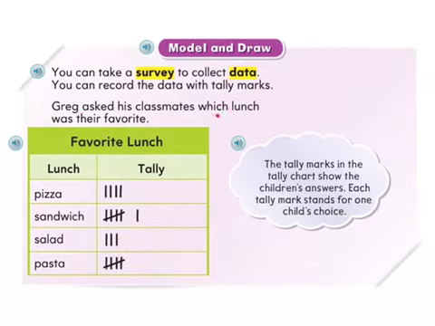Greg asked his classmates which lunch was their favorite, and they had to choose between pizza, sandwich, salad, or pasta. The tally marks in the tally chart show the children's answers. Each tally mark stands for one child's choice. So if we look at this tally chart, we see 4 kids chose pizza, 6 kids chose sandwich, 3 kids chose salad, and 5 kids chose pasta. That is the data I'm gathering from this chart here.